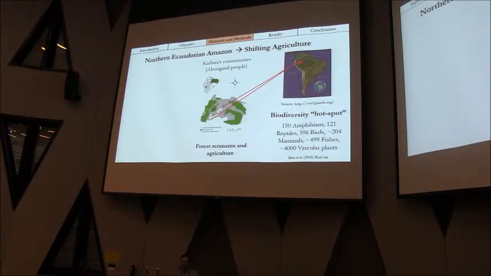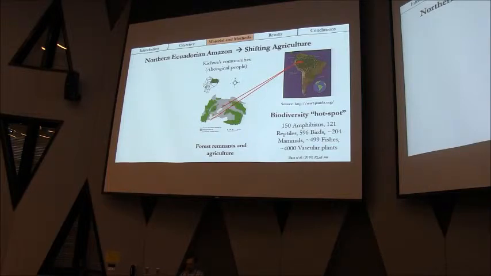That's why I decided to work in the Amazon Basin, which is one of the major biodiversity hotspots in the world, especially in the northern Ecuadorian Amazon, where several plants and animals live. Every disturbance that happens here can immediately be seen in the levels of diversity living here. So that's the area in the northern Ecuadorian Amazon. They are surrounded by ecological reserves.